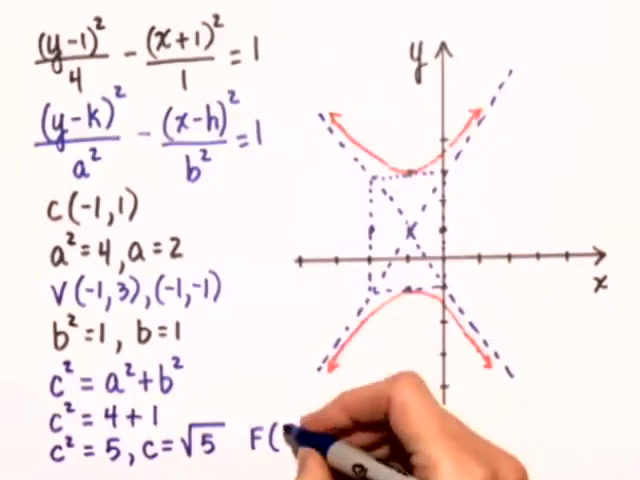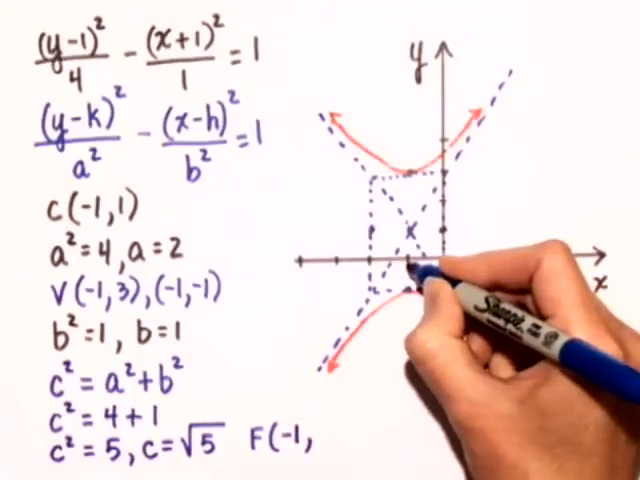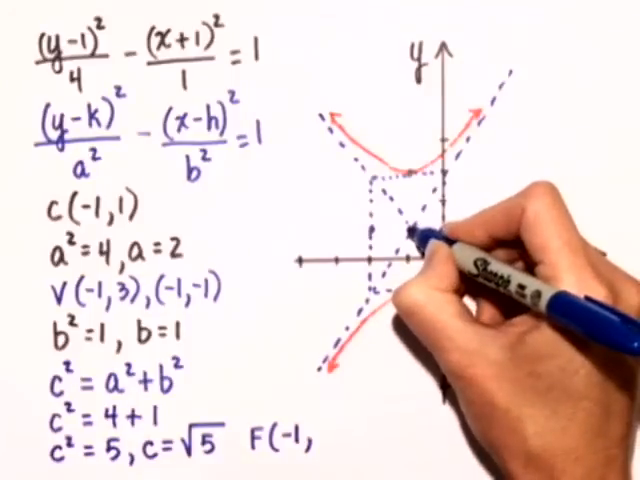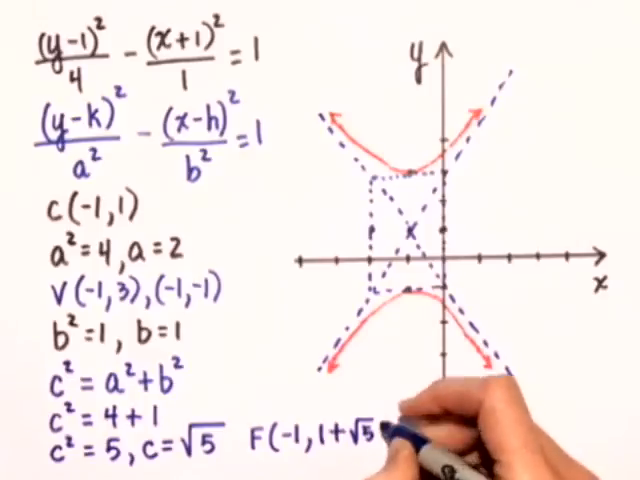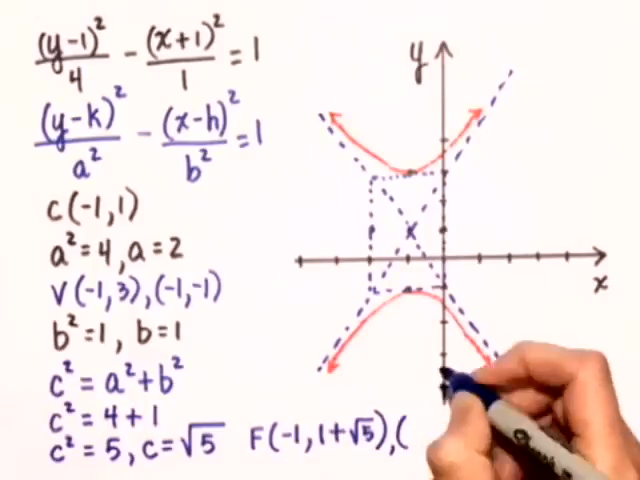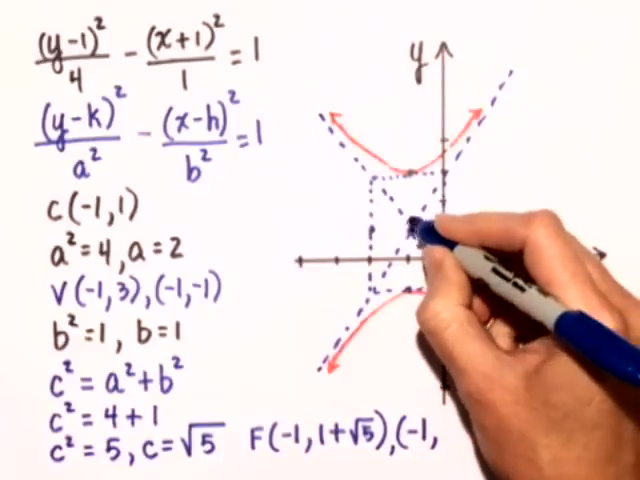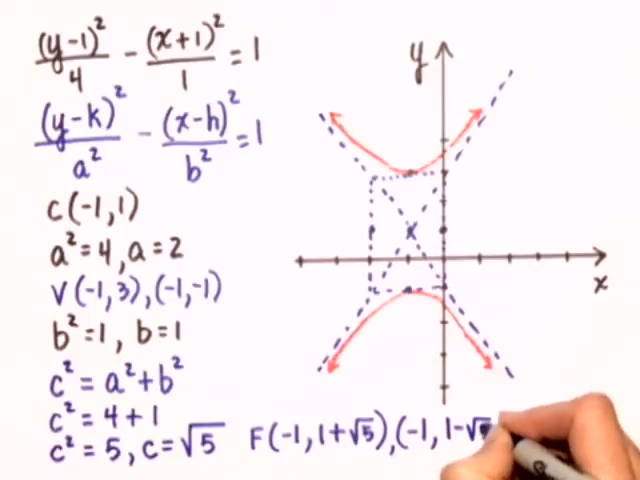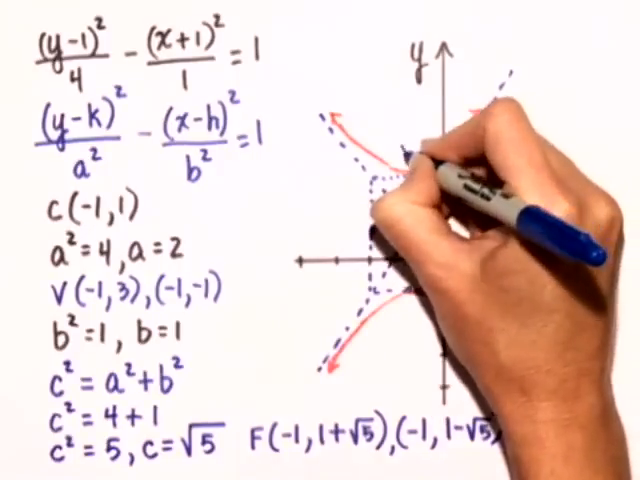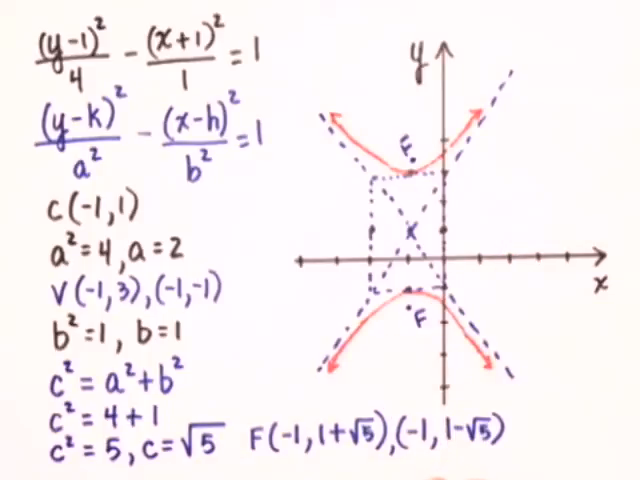So the location of those points would be, I would have -1 for the x-coordinate, and then I would go up 1 to my center, and I would add the square root of 5 for my first focus. The other one would be at -1, 1 minus the square root of 5. And those would be located right about here and here. We have one more thing to do when dealing with hyperbolas.